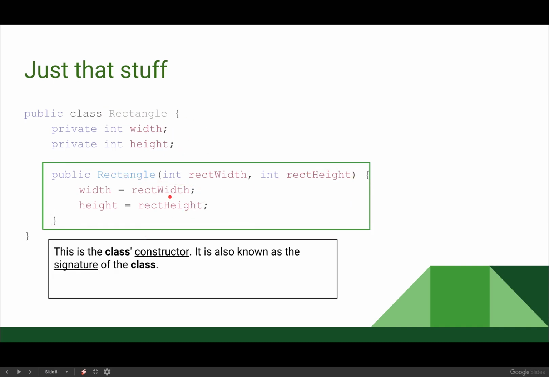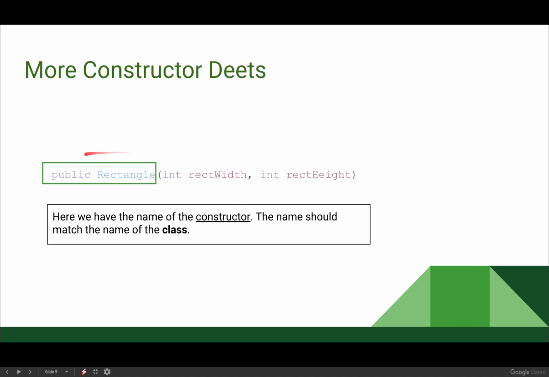So this thing here, public Rectangle, is called the constructor of the class. It's also known as the signature of the class. And you'll notice that the constructor has the same name as the actual class itself. So we have our Rectangle and we have Rectangle here as well. The name of our constructor should always match the name of the class, so that we know exactly what the name of the constructor should always be.